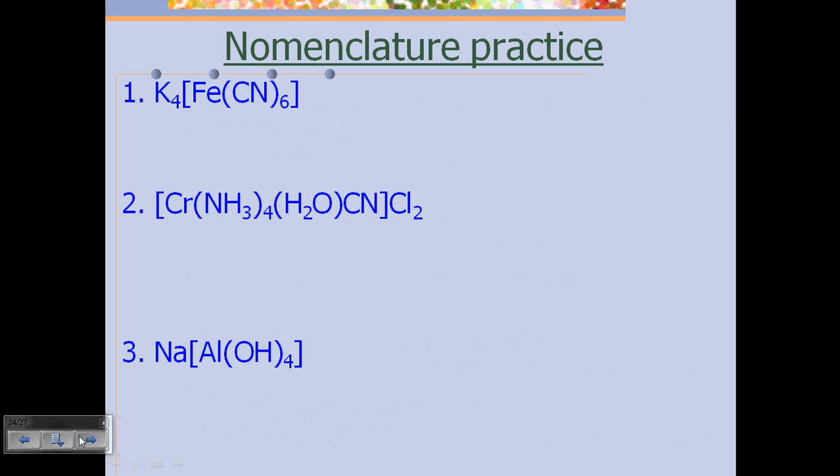Let's take a few more practice problems. Now here the anion is the complex. So you name the cation first, which is potassium. Now naming the anion, you name the ligand first. Hexacyanoferrate. And when the anion is the complex, you don't have to specify the charge on the metal ion. So potassium hexacyanoferrate will be its name.